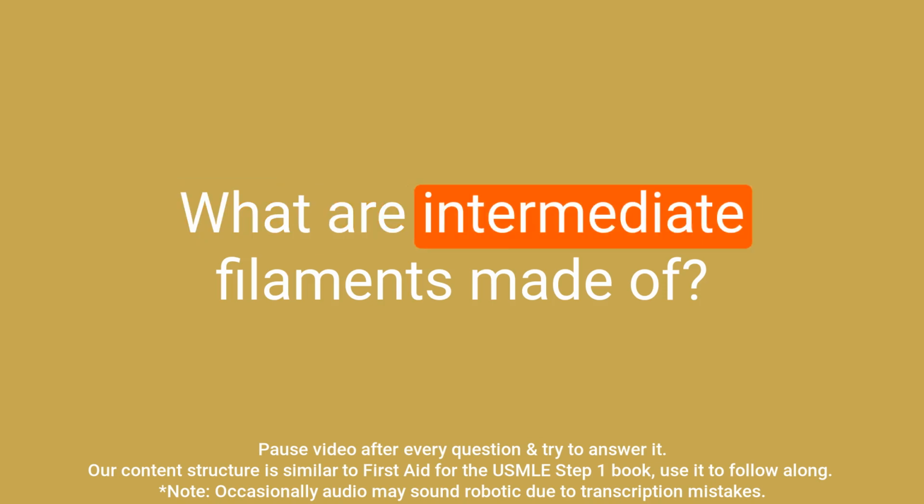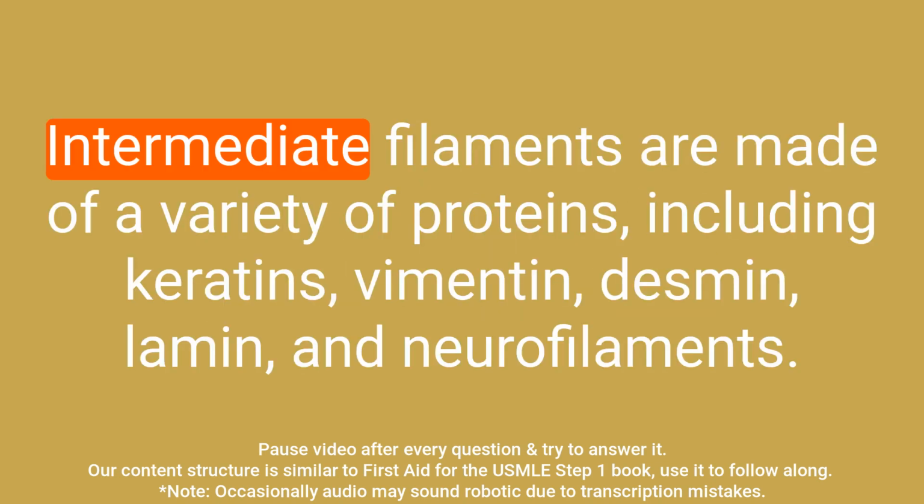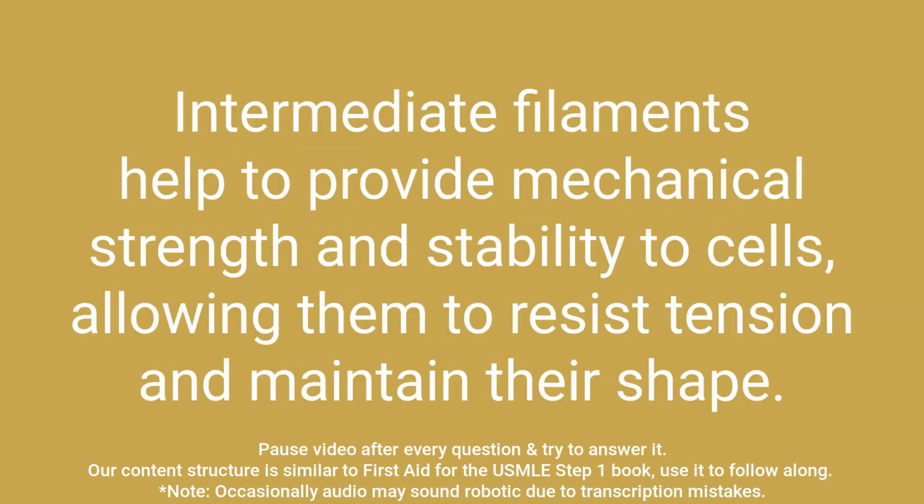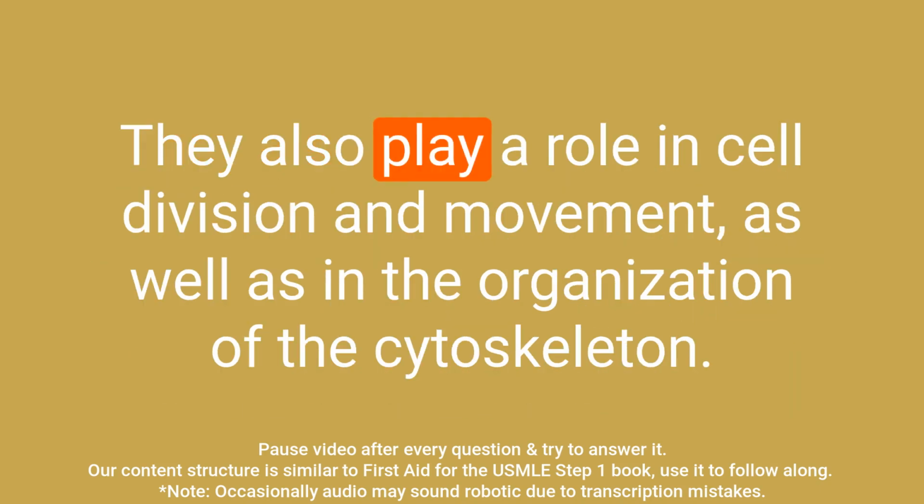Question: what are intermediate filaments made of? Answer: intermediate filaments are made of a variety of proteins, including keratins, Vimentin, desmin, lamin, and neurofilaments. Question: what is the role of intermediate filaments in maintaining cell structure? Answer: intermediate filaments help to provide mechanical strength and stability to cells, allowing them to resist tension and maintain their shape. They also play a role in cell division and movement, as well as in the organization of the cytoskeleton.